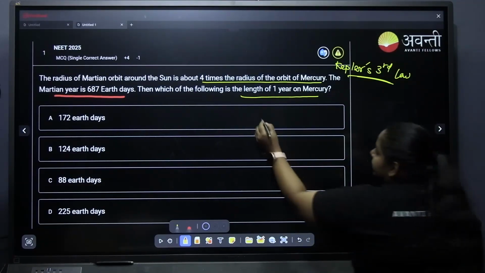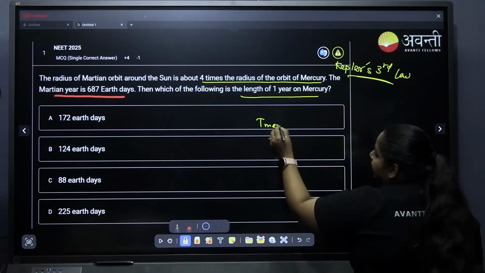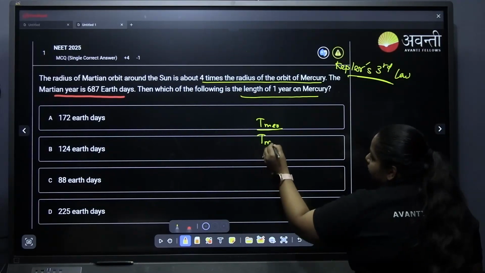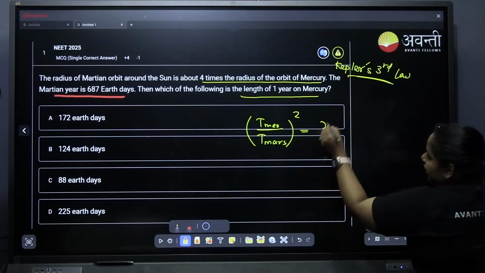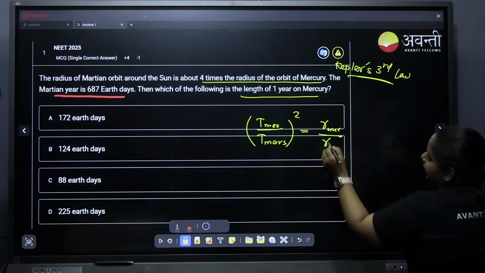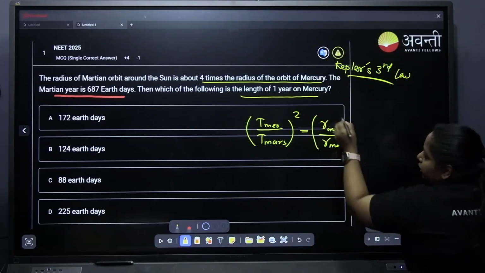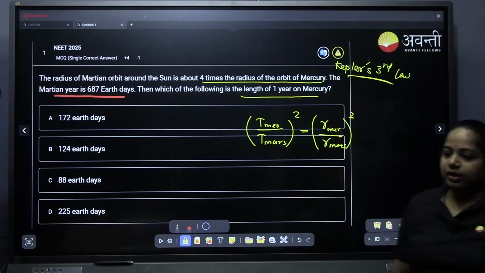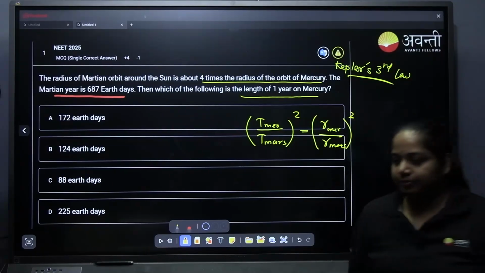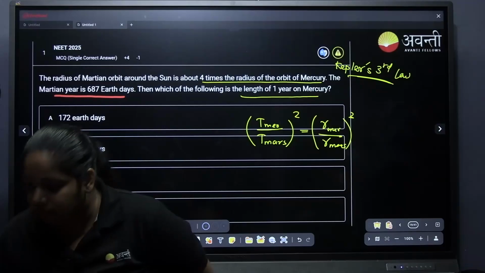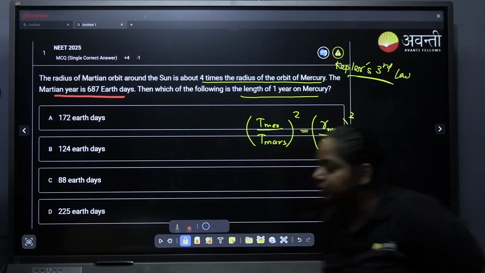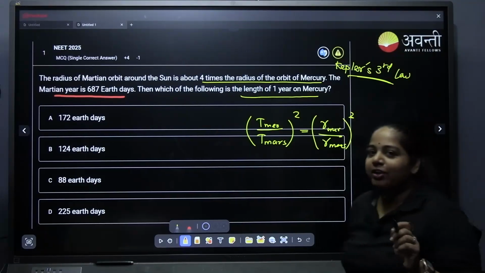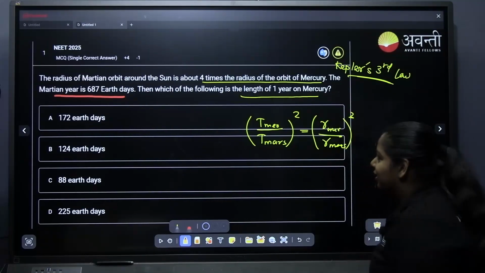So we have to find time period of Mercury by time period of Mars, the whole square, is equal to radius of Mercury divided by radius of Mars, the whole cube. This is the formula. Try by yourself and tell me the answer. Yes, option C is the answer. I hope you guys are doing it and not searching the question and saying the answer.